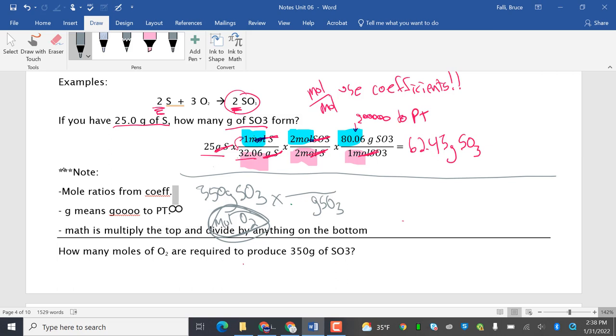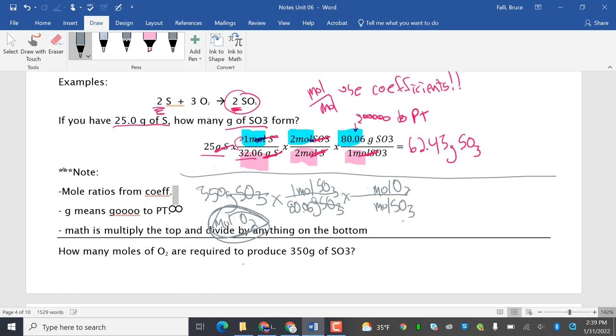Sulfur is 32.06 plus oxygen 16 times 3. That's 48. That's 80.06. That's grams of SO3 in one mole of SO3. Always go through moles. I want moles of O2. But right now, I'm in moles of SO3. So I need to cancel moles of SO3. I put moles of SO3 down here to cancel. I kill you. And I want to go into moles of O2.